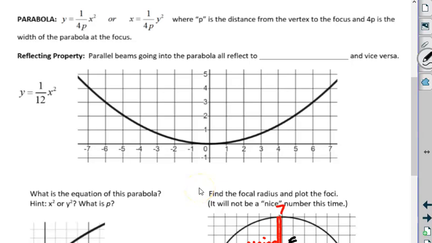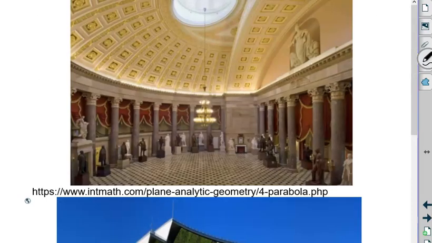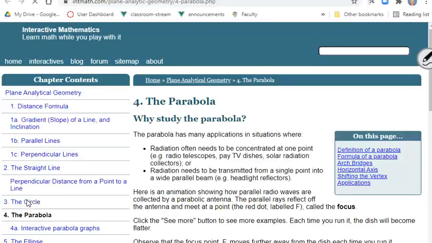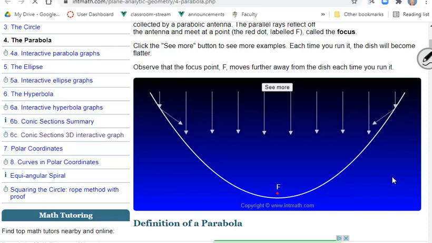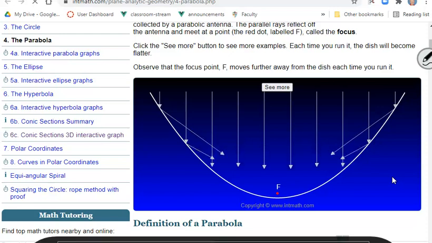Now I want to look at the reflective properties of a parabola. So I want to show you a quick animation online first of all for this. And if I can scoot this down. Okay, so what we see here are parallel rays coming into and hitting off of the edges of a parabola. And notice that all those rays all go to the same point, the focus.